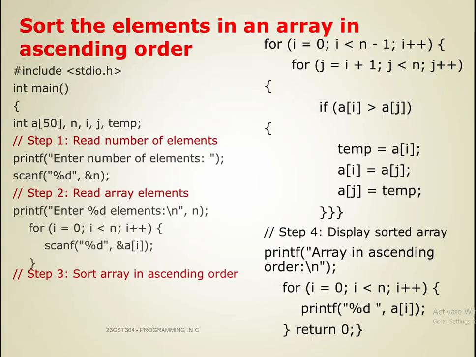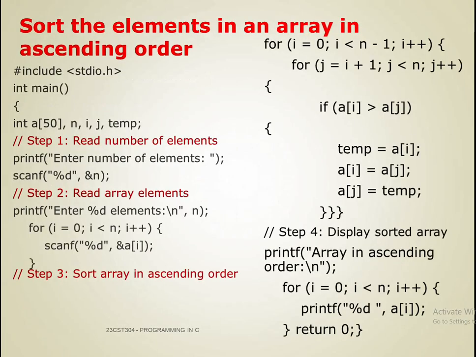i selects the current position, j checks the elements, after that the position. The if condition asks if a of i is greater than a of j. If the left value is greater than the right value, we need to exchange them. Then we have swapping of two values. This is an extremely important concept.